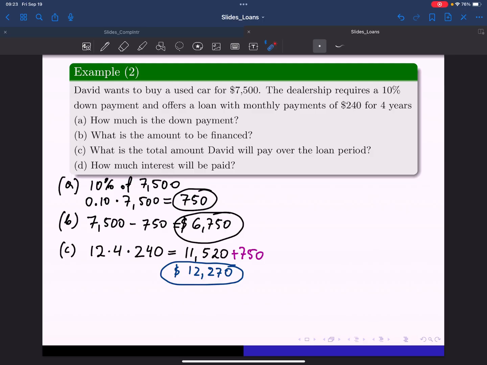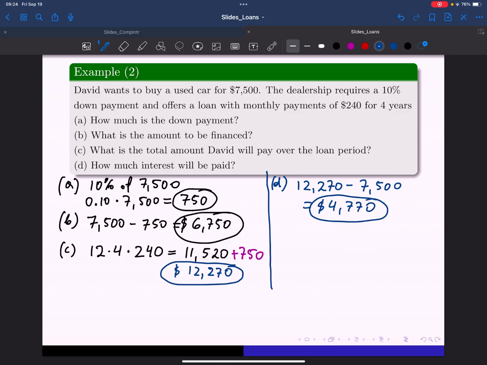So how much does the dealership earn from the interest? We see the difference between what you paid and the original price. What was the original price? So for part D, we have 12,270 minus 7,500, and that gives us $4,770. So this is the interest that we pay when we borrow for the car on this condition.